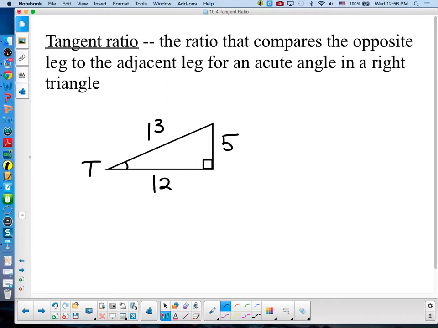Okay, I'm going to mark this as T. And I want you to write down what fraction is the tangent of angle T, or just simply tangent of T. What's the fraction? What over what? Each of you figure it out. Yes, it does. Because it is the opposite leg on the top, the adjacent leg on the bottom. So whatever the opposite leg length is, and then the adjacent. I want the two numbers.